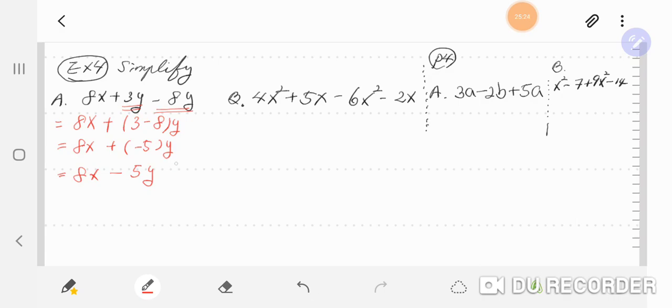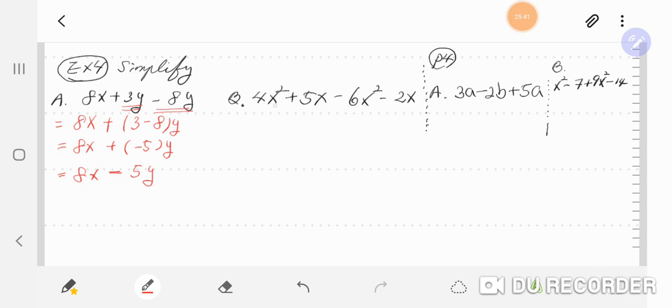Can you see this part? So when we add the coefficients 3 and negative 8, that becomes negative 5. So negative 5y. And since this is an addition, plus and minus becomes minus. This becomes 8x minus 5y.